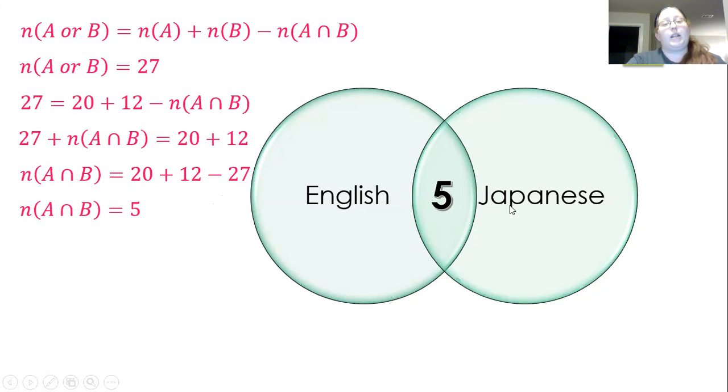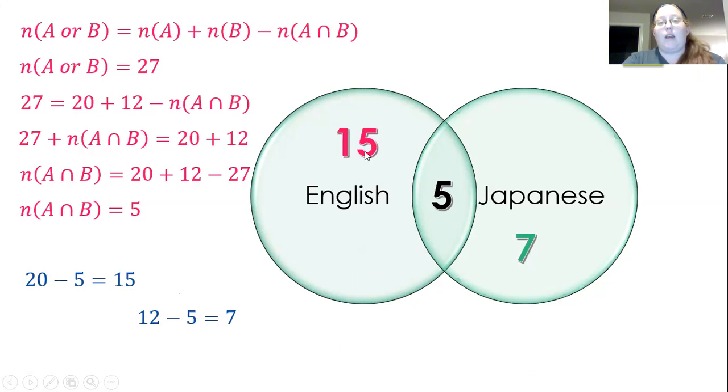By learning how many speak both languages, we can now figure out which students speak only English and which only speak Japanese. You would take the 20 students originally that spoke English and subtract the 5, which gives you 15. So we have 15 that speak only English. The same with Japanese: we had 12 that spoke Japanese, you subtract 5 from that as well, and you get 7. So we know that only 7 speak strictly Japanese and 15 speak strictly English, and there are 5 that speak both languages in this class.